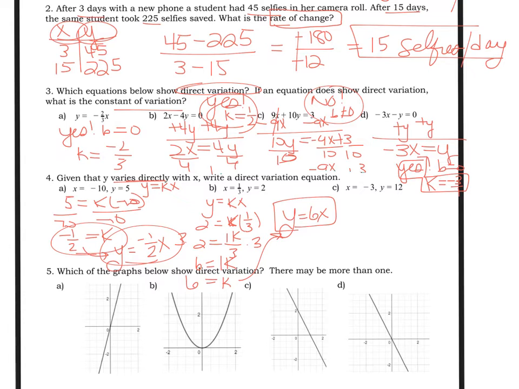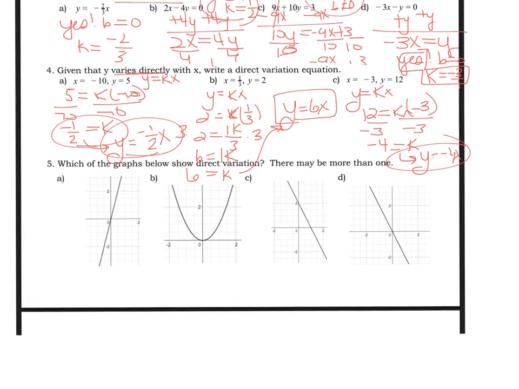If I do the last one, y equals kx, y is 12, x is negative 3. I'm going to divide by negative 3 on both sides, so I get k equals negative 4. Take it one step further, y equals negative 4x.